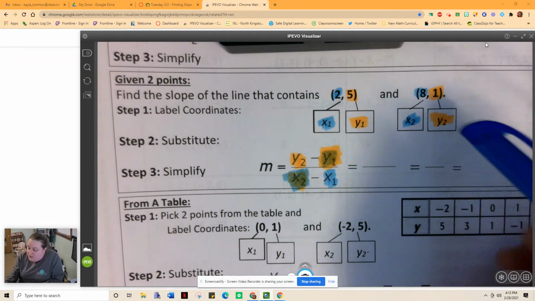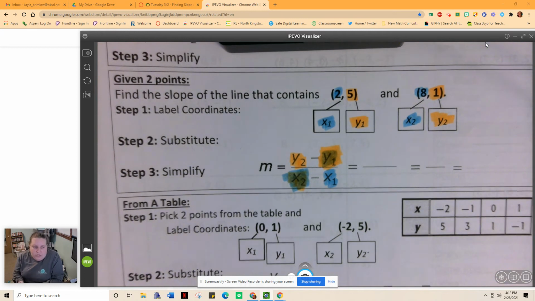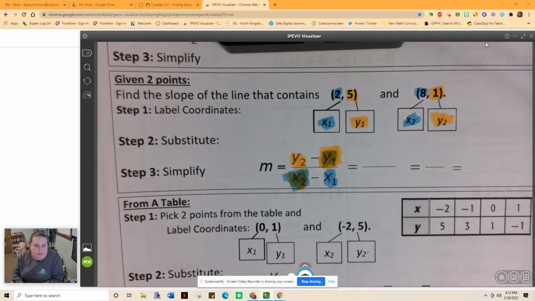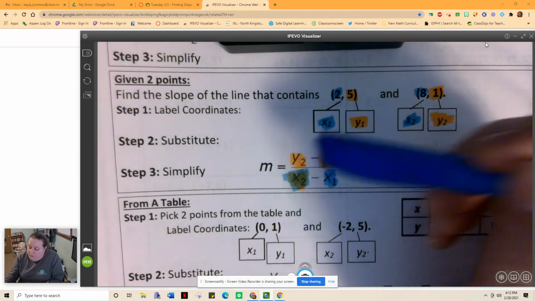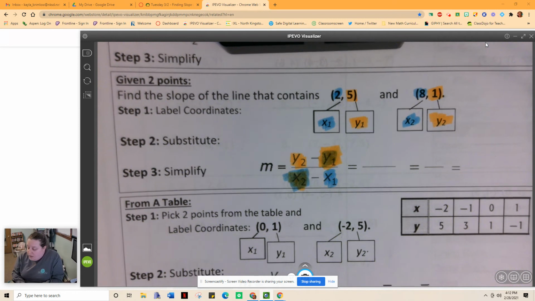So we assign one coordinate to be the ones and one coordinate to be the twos. That's just so you can tell the difference between your coordinates when you substitute it into the formula, finding your change. Your y's should always be at the top, x's should always be at the bottom, and whatever y you put first, its corresponding x should be first, okay?